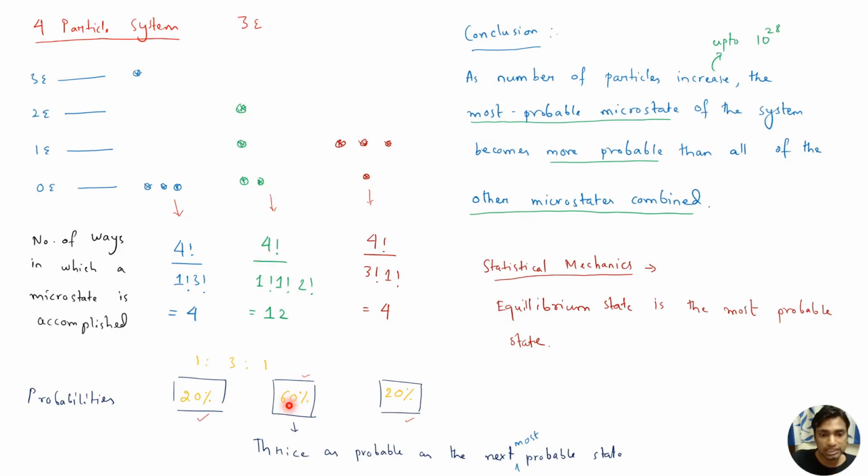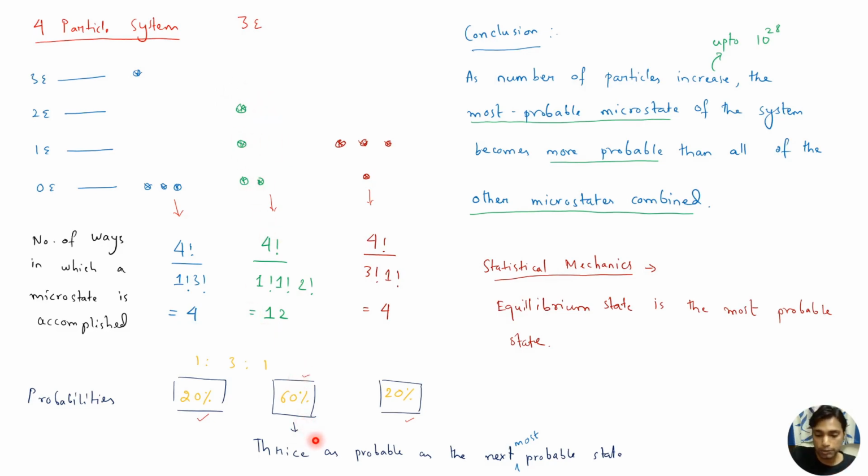Out of the 20 ways, 12 ways correspond to this microstate, and if you look in terms of percentage, it is 60%. So if you take a random snapshot, then it is most likely that the system will be in this configuration, in this green color configuration.